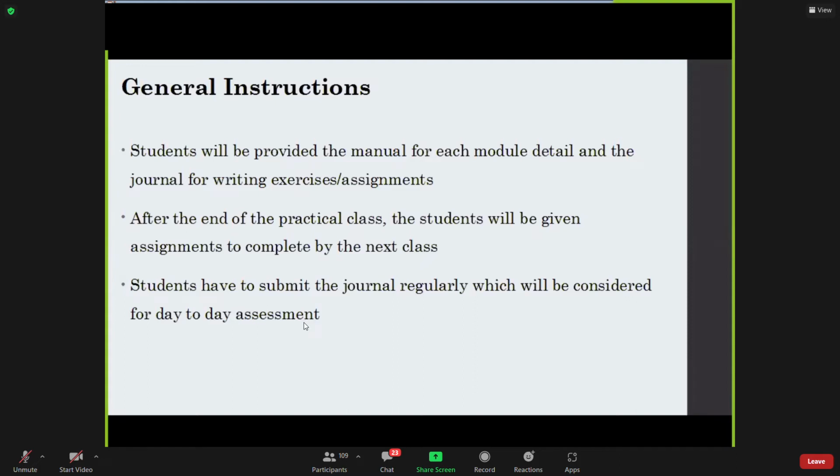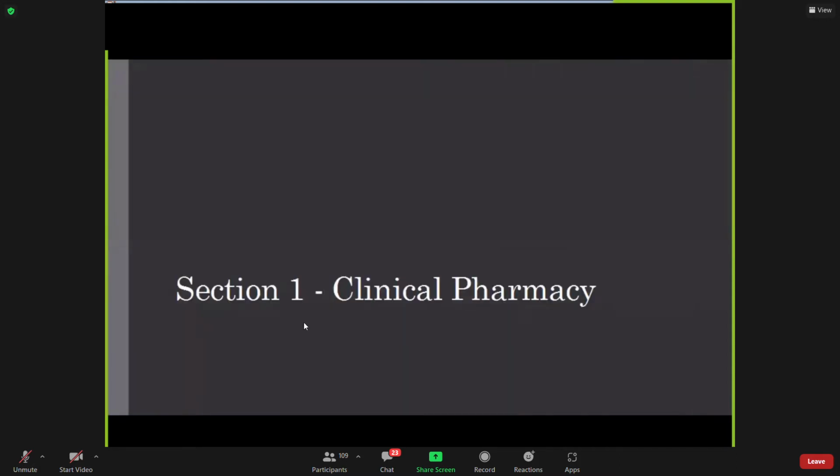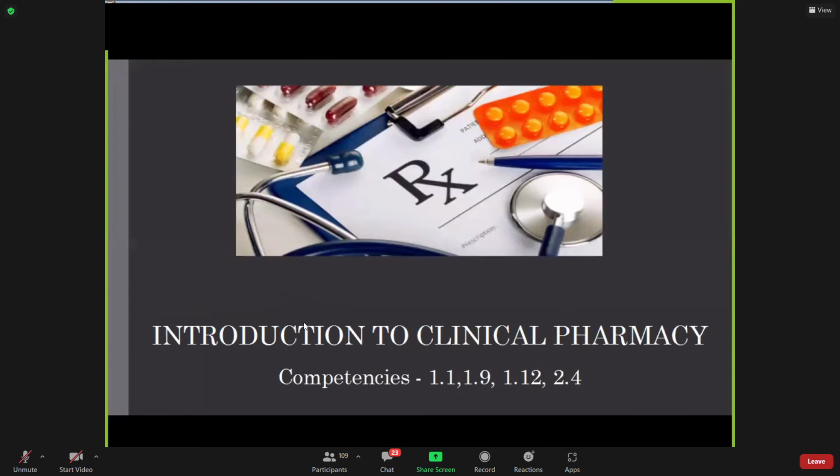So coming on to the first section, clinical pharmacy, and the first practical, which is introduction to clinical pharmacy. This is covered under various competencies. These competencies include numbers which are not important for you. And from here onwards, Dr. Maril will be taking over the class.